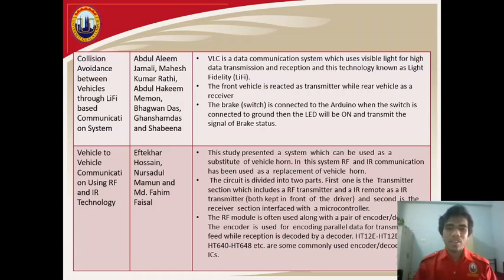They also study the brake, which they make as an input connected to the Arduino. When the brake is activated and connected to the ground, then the LED will turn on and transmit the signal of the brake status. So that really impressed me on how to make my FYP a success.